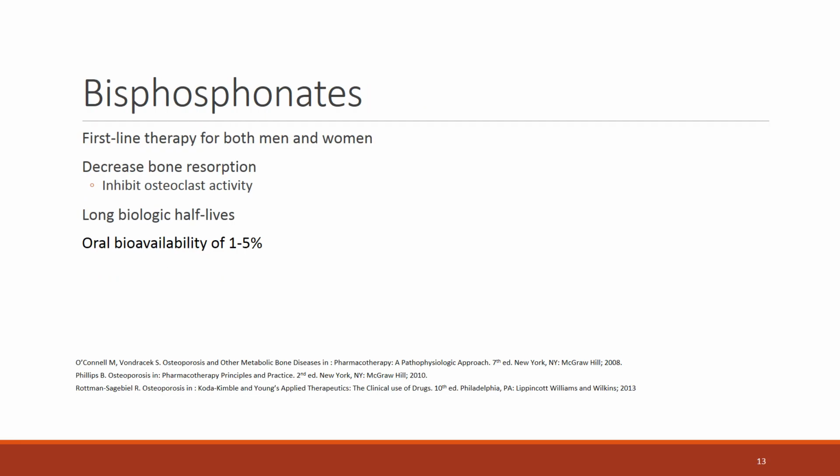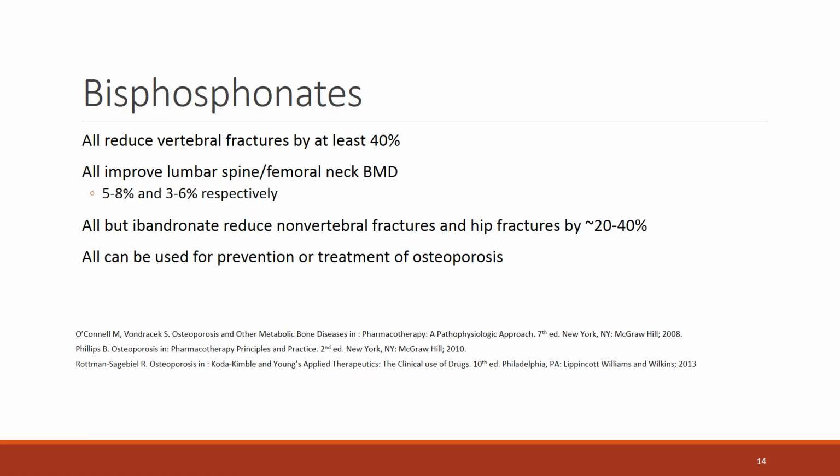Bisphosphonates are really the first-line therapy for both men and women. They decrease bone resorption by inhibiting our osteoclasts from acting and reabsorbing the bone. They have very long half-lives, which can lead to some difficulties or drug holidays, as we'll talk about. Very low oral bioavailability of only 1 to 5%. So that's going to mean that the patient really needs to be educated about how to take the medicine.